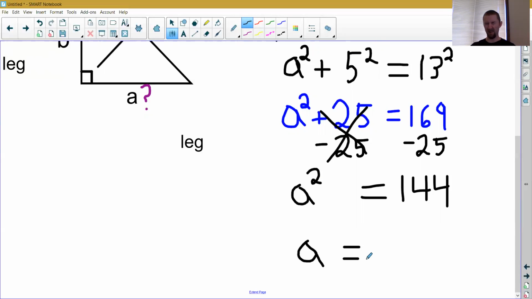So the question is, how do we unsquare something? Well, we just square root it. Square root is the opposite of squaring something. So this A is going to equal whatever the square root of this number is, the square root of 144.